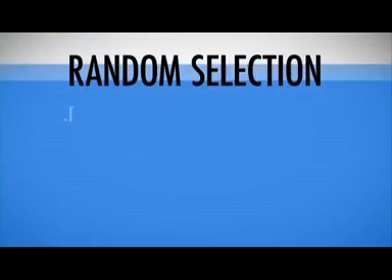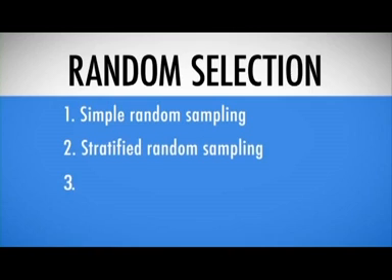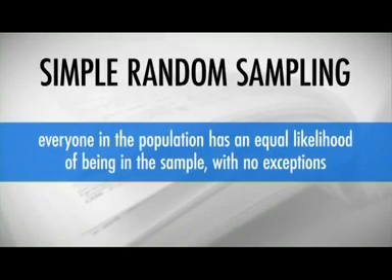Researchers usually use one of three types of random selection: simple random sampling, stratified random sampling, and proportional sampling. In simple random sampling, every single person in the population of interest has an equal likelihood of being contacted to participate in your study, and this is without any exceptions.